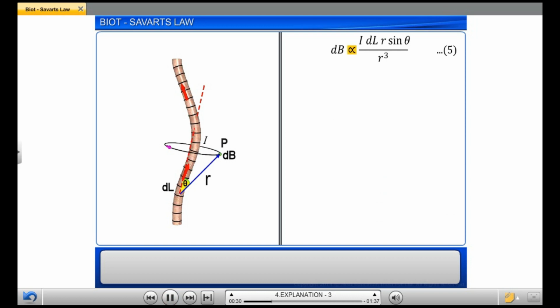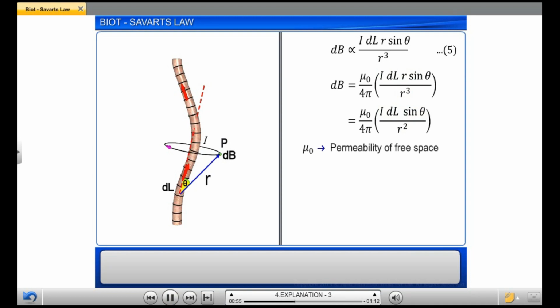Replacing the proportionality sign with a constant, we get dB is equal to mu naught by 4 pi into I dl into r sine theta by r cube, which can be written as mu naught by 4 pi into I dl into sine theta by r square. In this expression, mu naught is the constant known as permeability of free space, and the value of mu naught in SI units is equal to 4 pi into 10 power minus 7 Tesla meter per ampere.